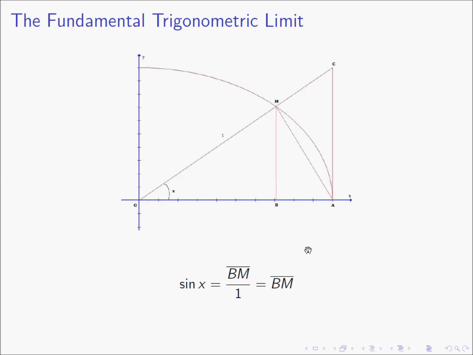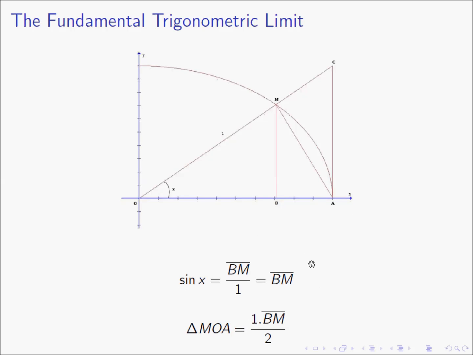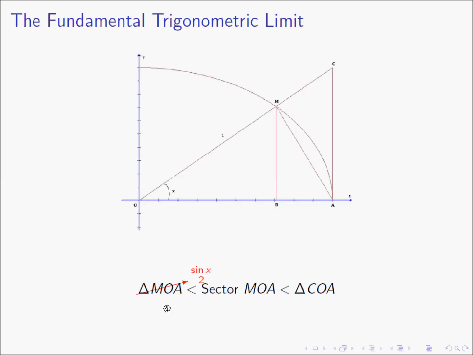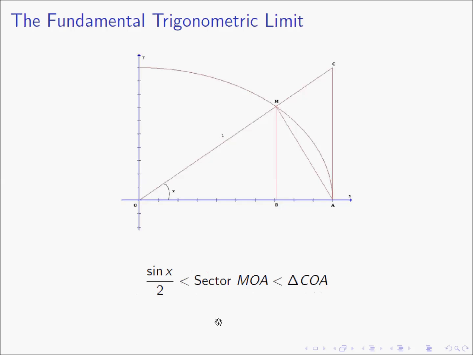Now the area of the triangle MOA is base times height over 2, and the base of this triangle is the radius of the circle, so it is 1. The height is Bm, but Bm equals sine of x, so we have that this area is sine of x over 2. Now we can replace the expression we got in this inequality. We can replace this area of the triangle by sine of x over 2. So we do that, and now we're going to try to replace this area of the triangle COA.